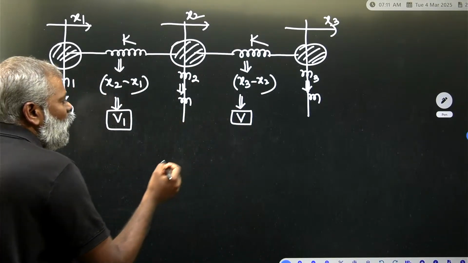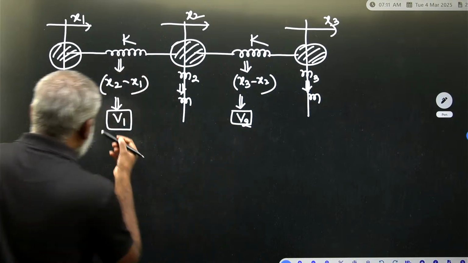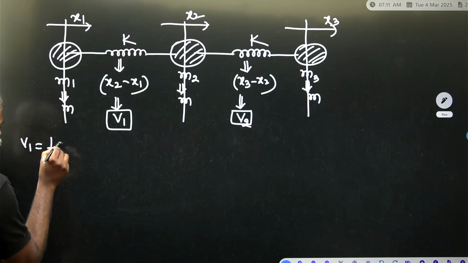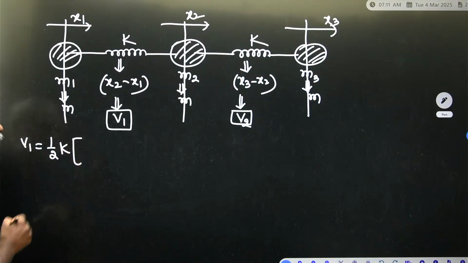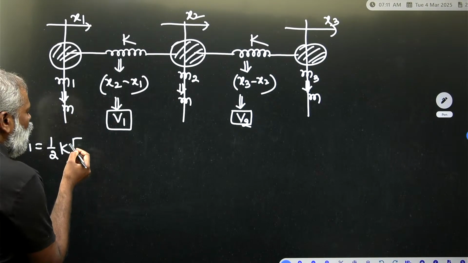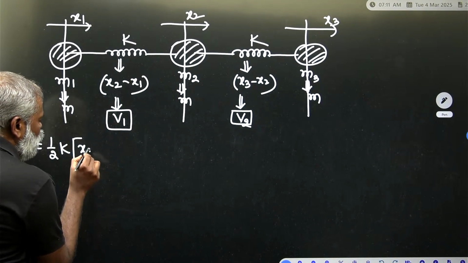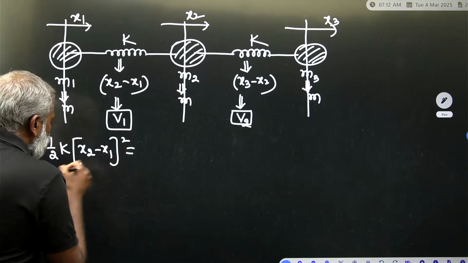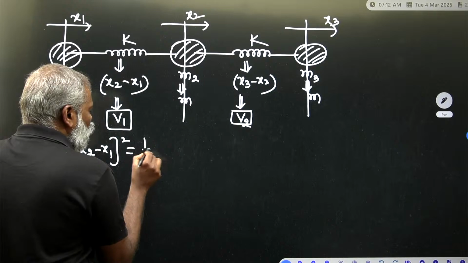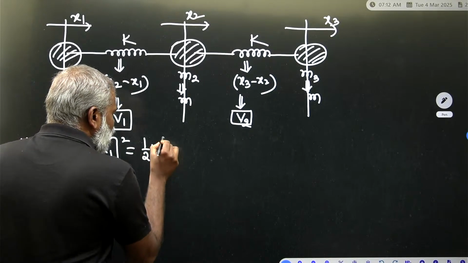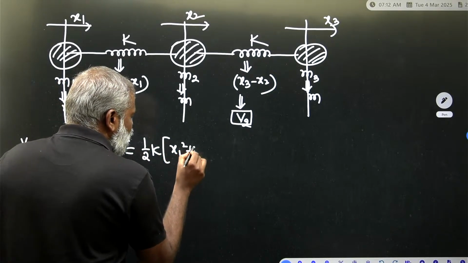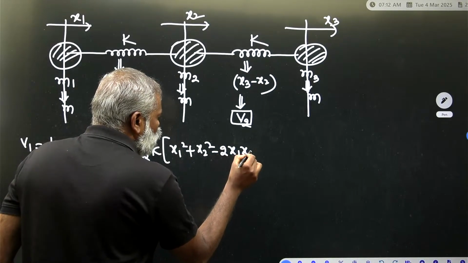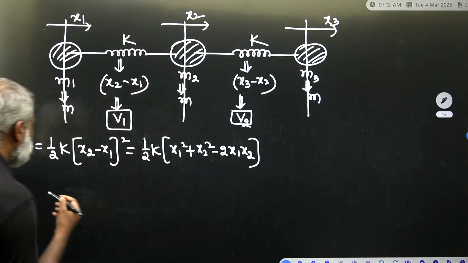So the potential energy of the first spring is V1 = 1/2 k (x2 − x1)². Expanding that, 1/2 k (x1² + x2² − 2x1x2). This is the (a − b)² expansion.